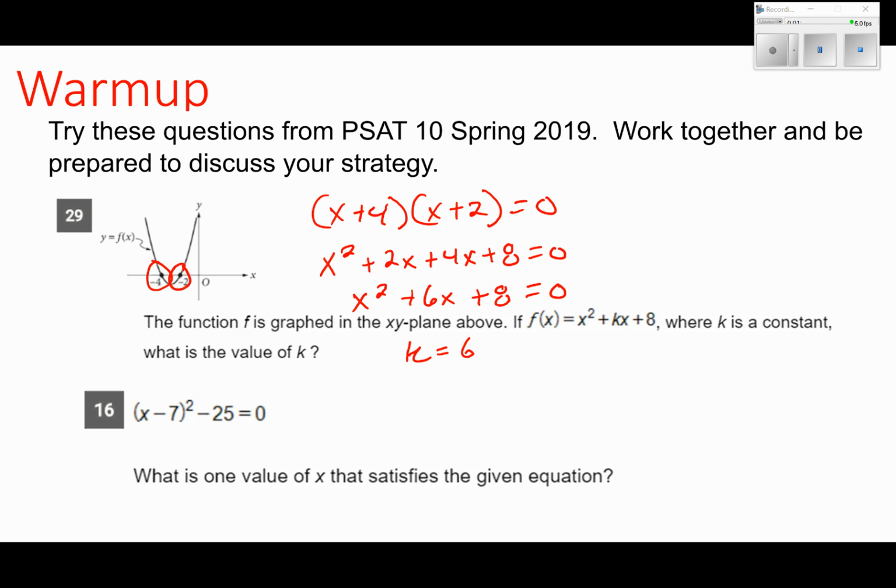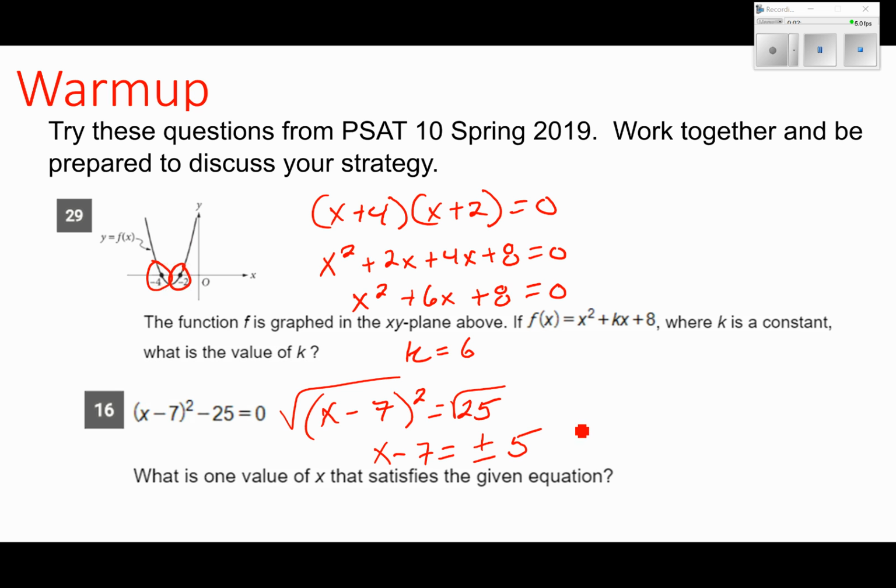Second one, what is one value of x that satisfies the given equation? Okay, x minus 7 squared minus 25 equals 0. Well, I could rewrite this and say x minus 7 squared will equal 25. And using what I know to solve with square roots, I can take the square root of both sides. So I end up with x minus 7 equals plus or minus 5.